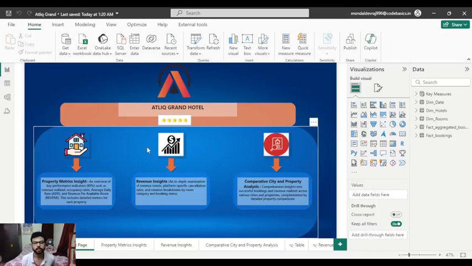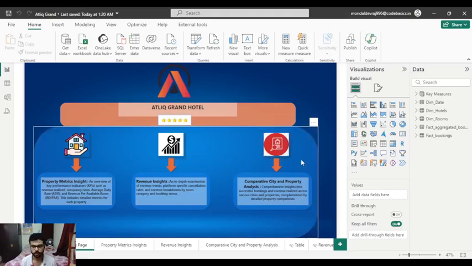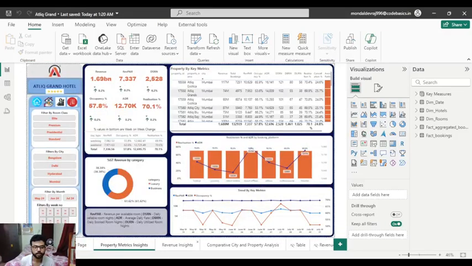Coming to the next, revenue insights. This revenue insights is an in-depth examination of revenue trends, platform-specific cancellation rates, and revenue breakdowns by room category and booking status. And the last one is comparative city and property analysis. It's a comprehensive insight into successful bookings and revenue realized across various cities and properties, complemented by detailed property comparisons. Let's get started with our first report, that is property metrics insights.